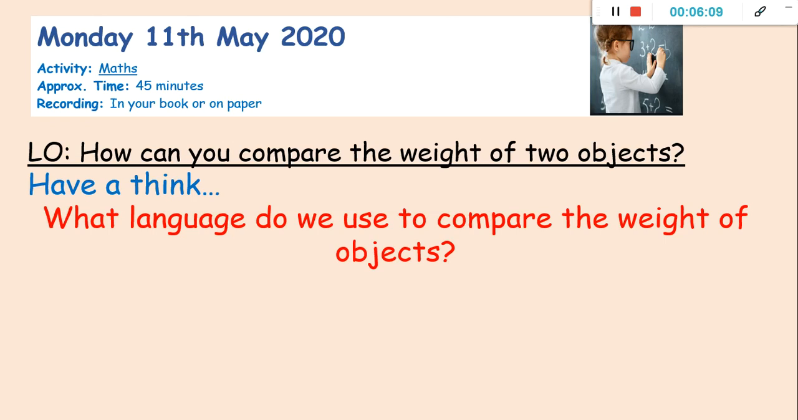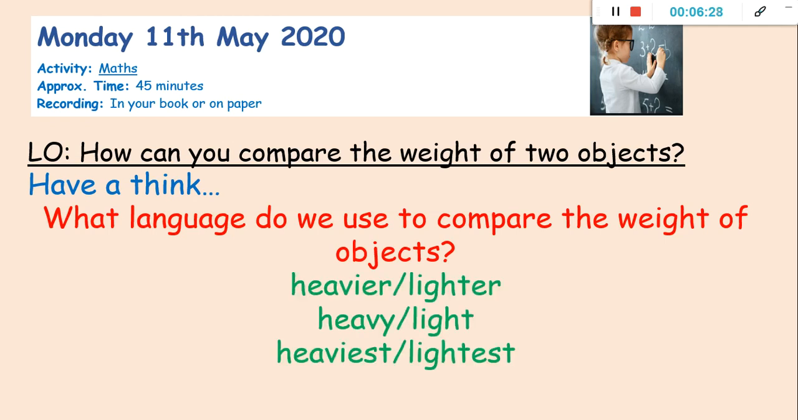So I just want you to have a little think about what language you would use if we were comparing the weight of objects. So pause it now, have a little think. You could jot down some ideas, you could just say them out loud or tell your dog or your cat or a family member. Just have a little think, and when you're ready, press play and we'll have a little look. So we might say that something is heavy or light, if something's heavier or lighter, and then we might also use heaviest and lightest. So you're going to be investigating and exploring this different language today to compare the weight of objects.